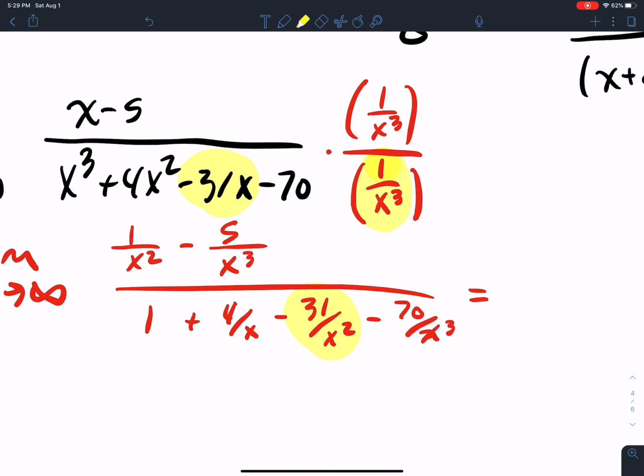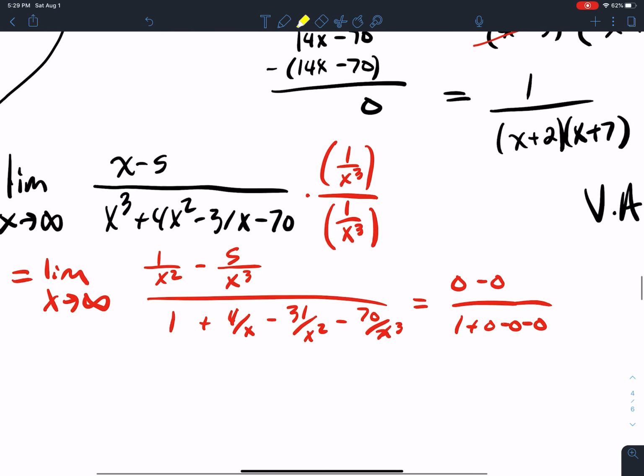Because you have x in the numerator, 3 x's in the denominator. Cancel one of those x's. Then you'd have this multiplied by that there. 2 x's up top, 3 x's down low, 1 x survives in the denominator. And then the last one, x cubed times 1 over x cubed is just 1.